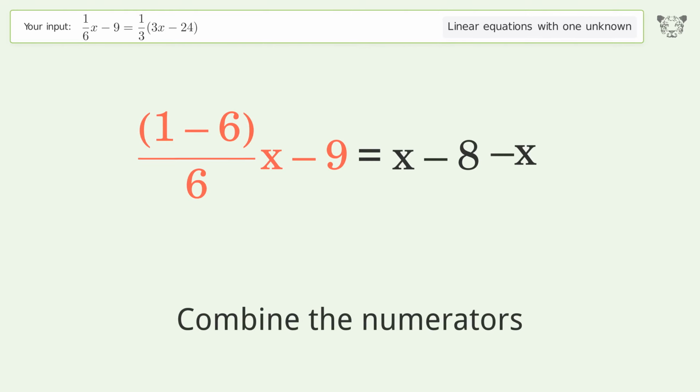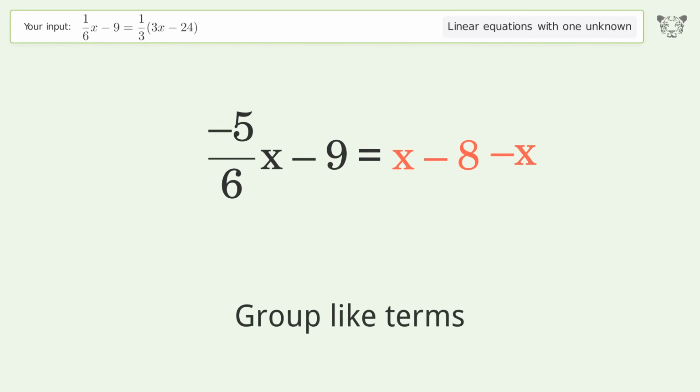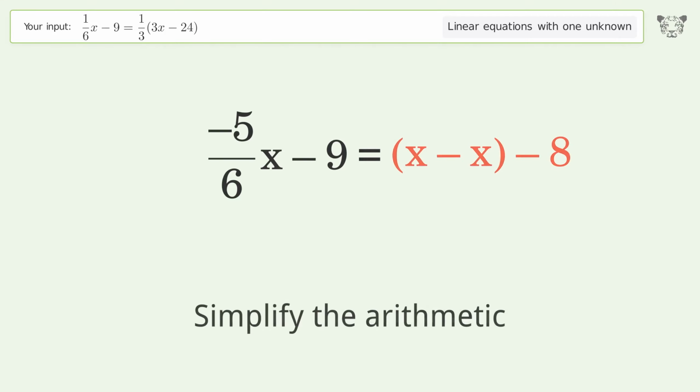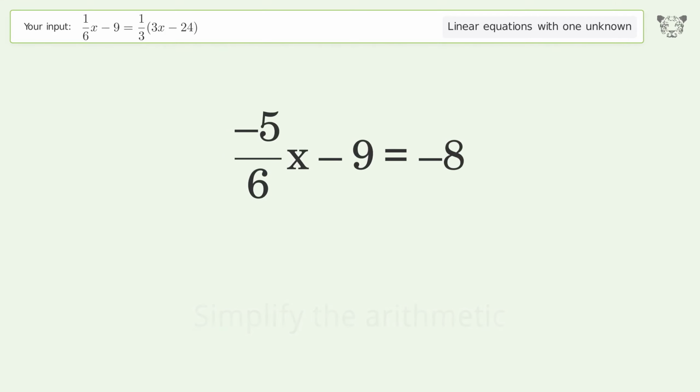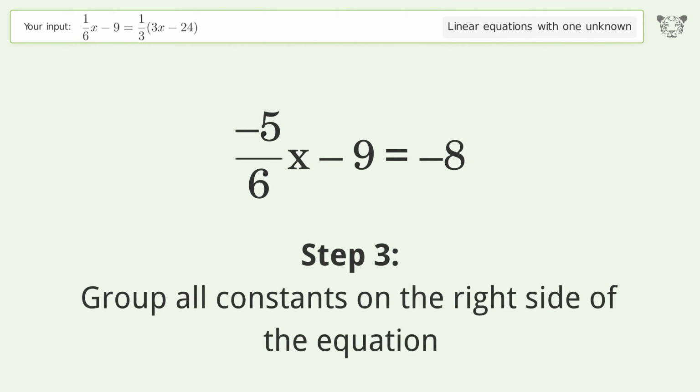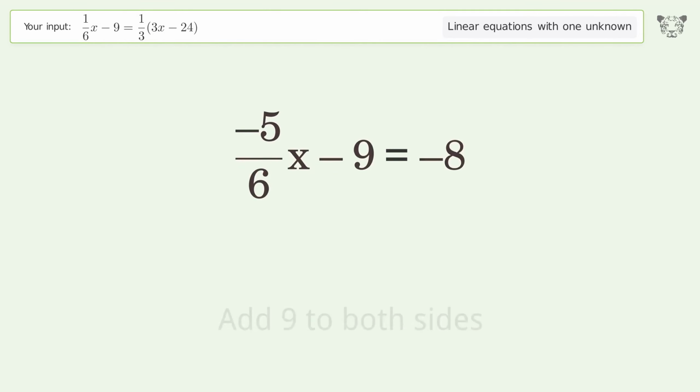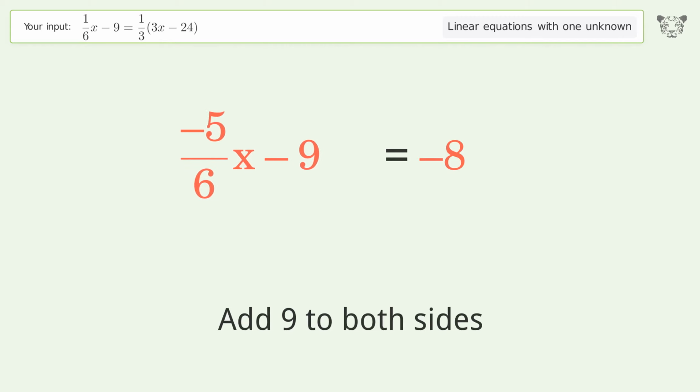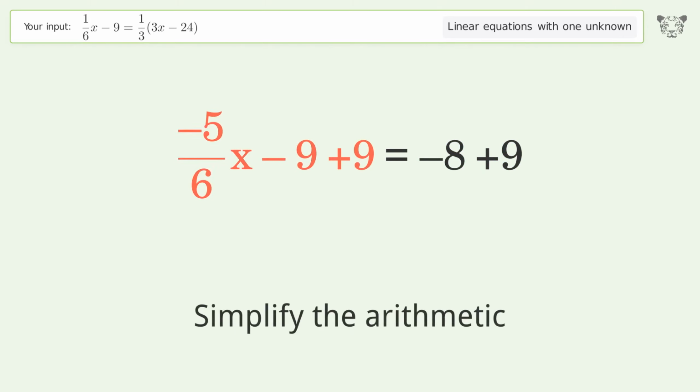Combine the numerators. Group like terms. Simplify the arithmetic. Group all constants on the right side of the equation. Add 9 to both sides. Simplify the arithmetic.